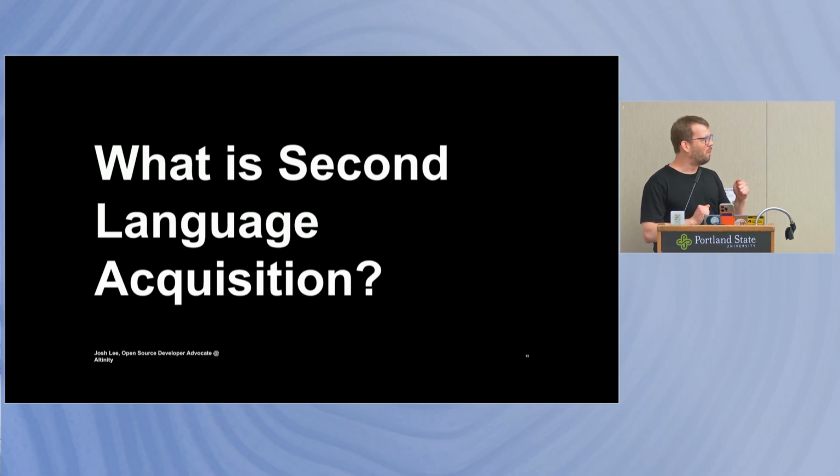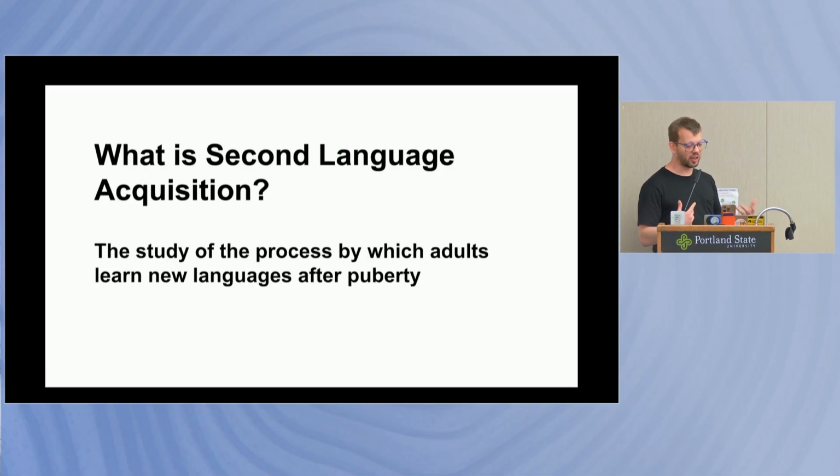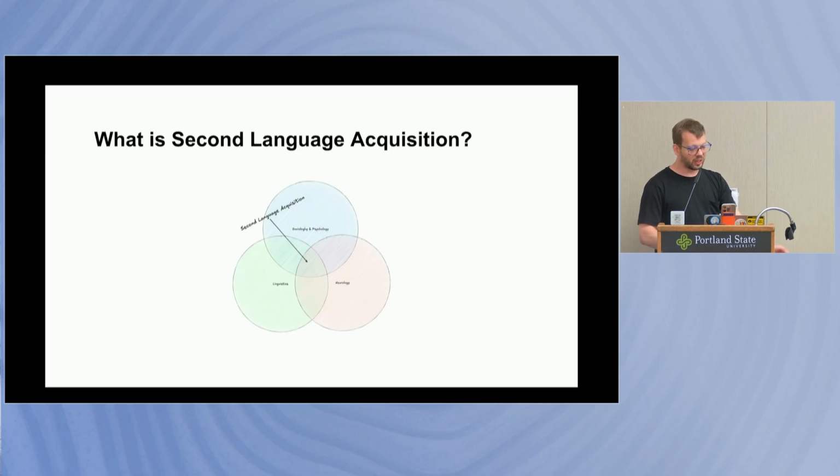All right, so what is second language acquisition? It's the study of the process by which adults learn new languages after they lose that innate language learning ability in puberty, right? And really, it combines lessons from a number of fields. So we've got a little bit of neurology and physiology, there's linguistics, and then there's sociology and psychology. Kind of take the intersection of all of these things, and it all contributes to this body of knowledge of how adults learn.